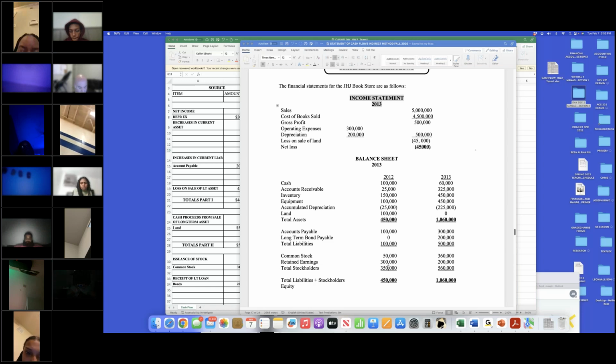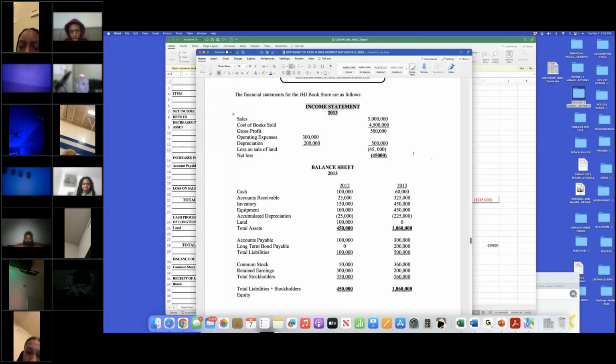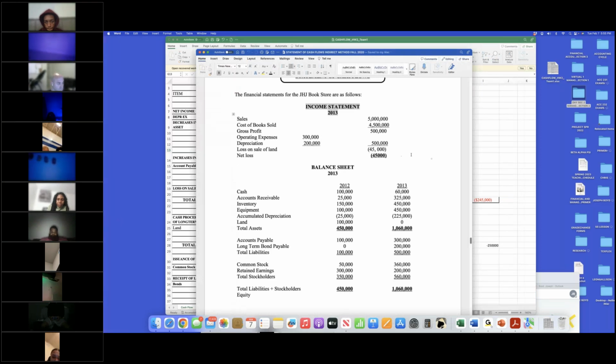There can be two situations when you sell a non-current asset. You can have a gain or loss. In this case, we had a loss of 45,000. That means that the land cost 100 is gone, but we got to subtract the loss from the 100 to come up with the amount of cash, which is 55,000.